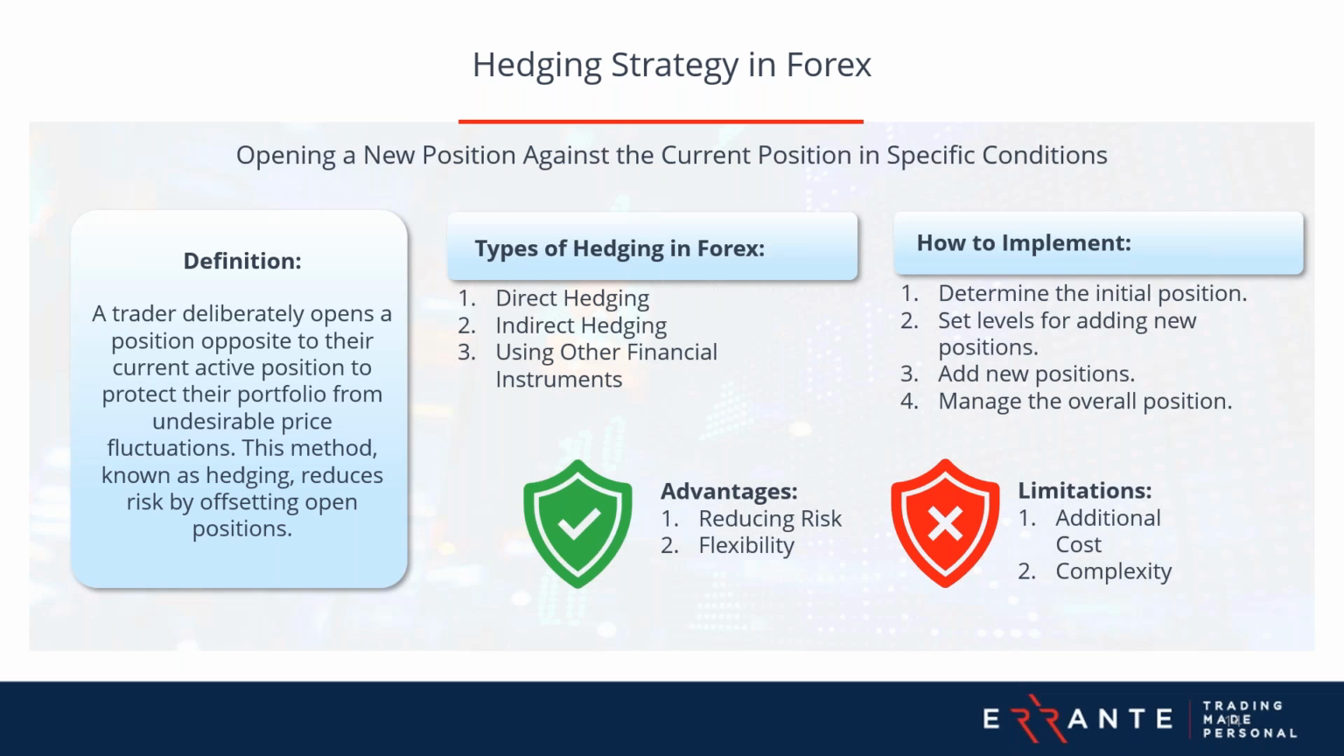If EUR USD drops, your losses on the long position may be offset by gains in the short GBP USD position. This hedge helps balance your risk and protect your portfolio from adverse movements. Moreover, the profit from the short GBP USD position compensates for the loss in the EUR USD position, thereby keeping your margin level stable. So this stability ensures that you do not face margin calls and can continue trading without undue stress. But here is a very important note.